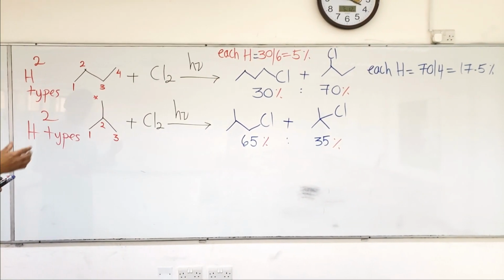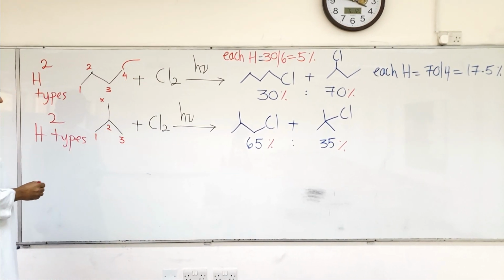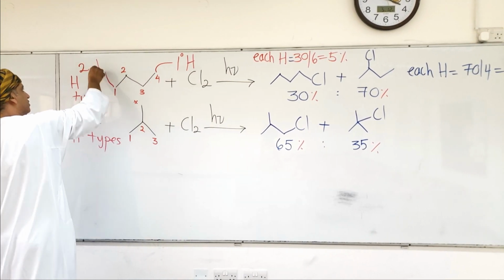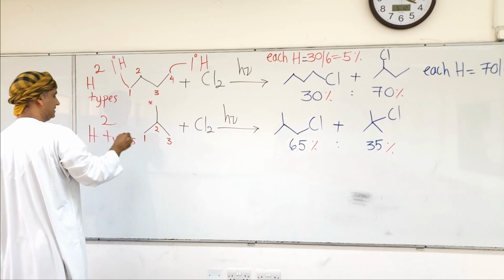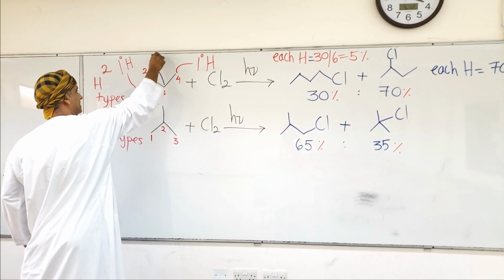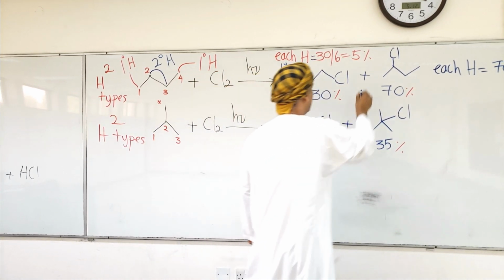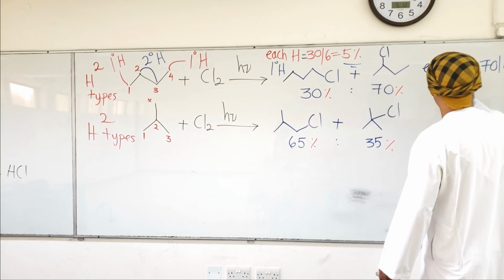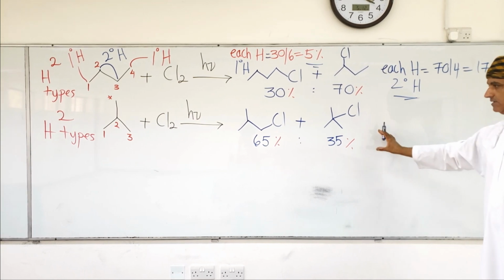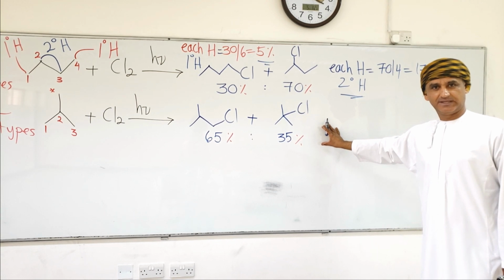And by the way, before we proceed, it's very important to remember that the hydrogens on carbon 4 and carbon 1 are primary, of course. So these are primary hydrogens on carbon 1 and carbon 4. The hydrogens on carbon 2 and carbon 3 are secondary hydrogens. So the contribution of each primary hydrogen in this case is 5%. The contribution of each secondary hydrogen in this case is 17.5%. Let's now go to the second example, isobutane.